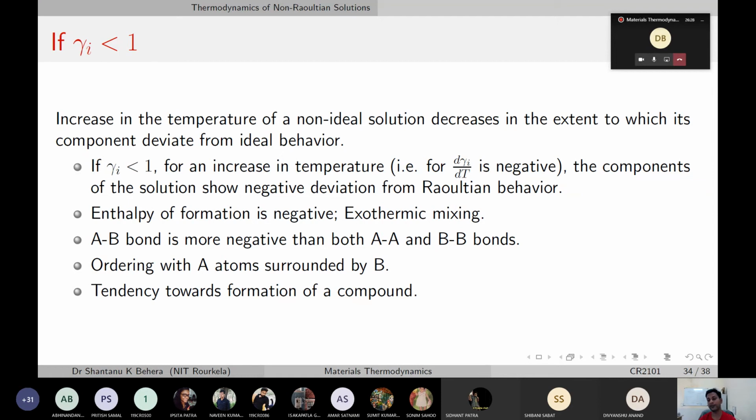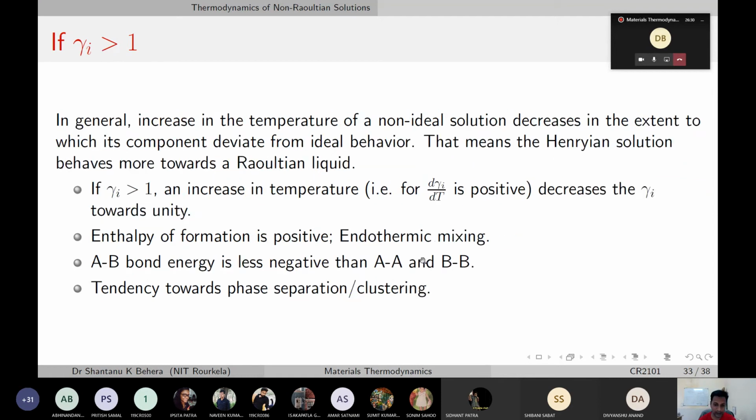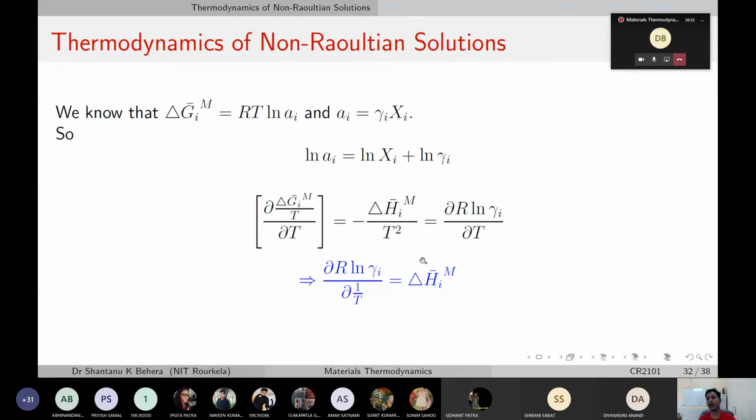Okay. So if you go back to this one, let's say if gamma is less than 1, and if you increase the temperature, that means you're decreasing 1 by T. All right. If you increase in temperature, this part is a positive. I'm sorry, if you're increasing temperature, 1 by T is decreasing, so there is a negative deviation here in the denominator part.